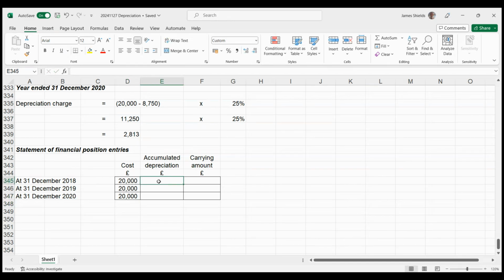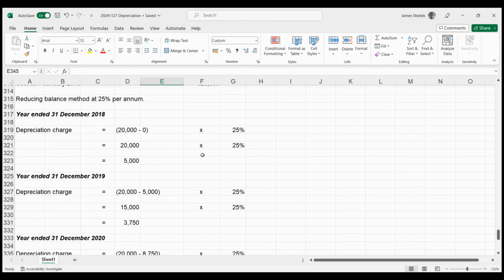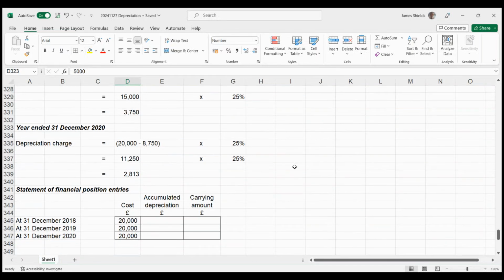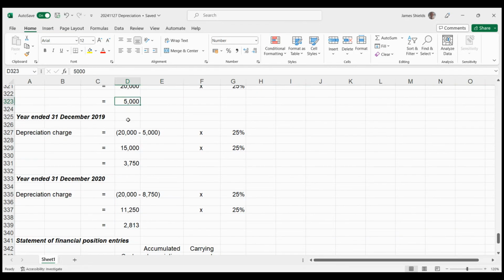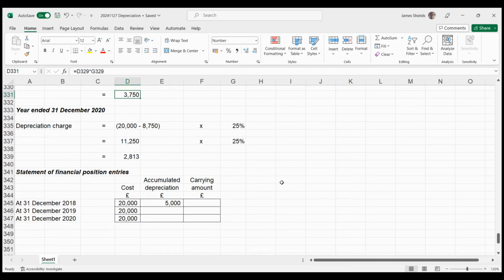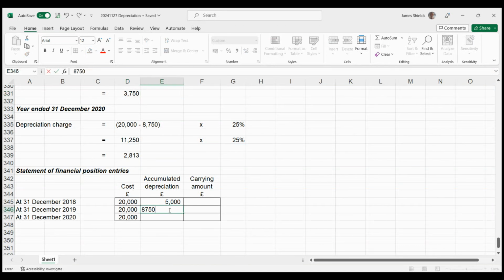Accumulated depreciation. So, 31st December 2018, we've got depreciation there of £5,000. At the 31st December 2019, we've got 5,000 plus 3,750, that's 8,750. And at the 31st of December 2020, it's going to be the 8,750 plus the 2,813, gives us a total of £11,563.